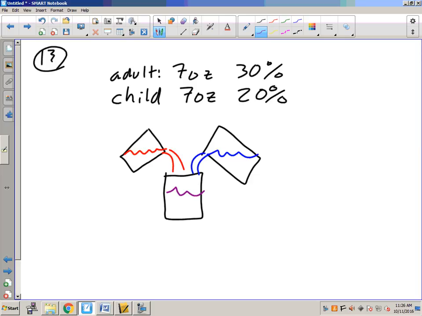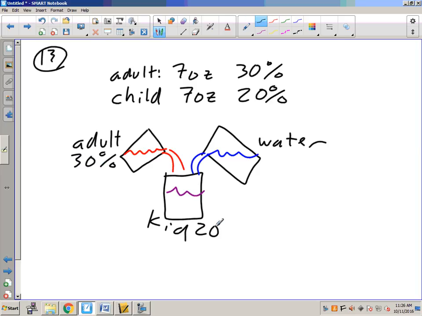Now, we're mixing it with water because we want to make it weaker. This one is our adult strength, and this is our water, and we're making our kid strength. So this one's going to be 30%, and this one's going to be 20%. And what percentage of glucose do they usually put in water? Trick question. 0%. Water is just water.